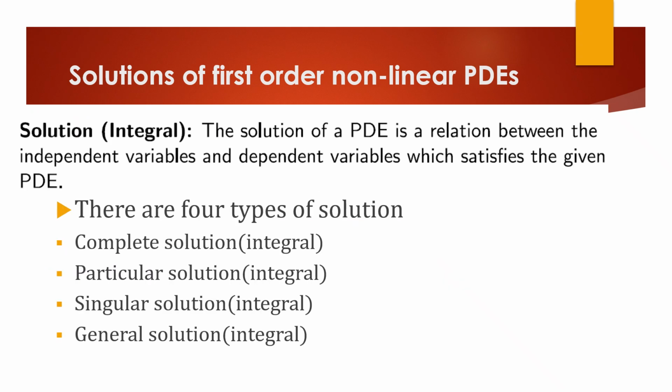So now let us see the solution of the PDE. A solution of a PDE is nothing but a relation between the independent variables x and y and the dependent variable z, which satisfies the given PDE. There are four types of solution we have, known as complete solution, particular solution, singular solution and general solution. So for any nonlinear PDE, we can find all these four solutions.